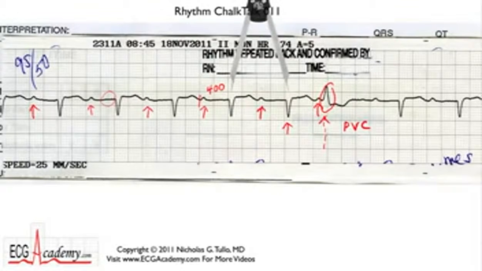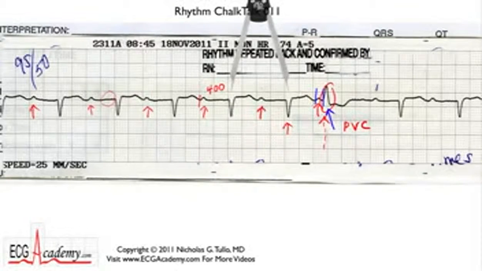The other thing is that the PR interval here, from the beginning of this P wave to the beginning of the QRS complex, is way, way, way too short. This P wave couldn't possibly have conducted, so this QRS complex must have originated from the ventricles and did not arise from this P wave.